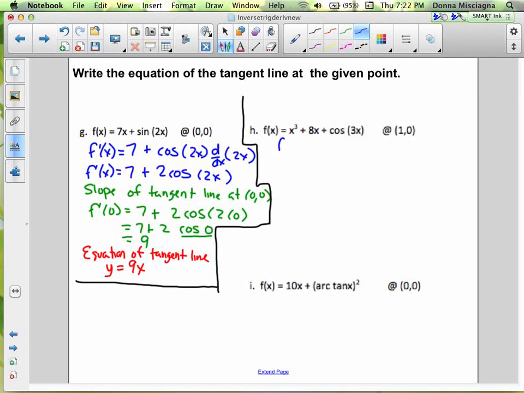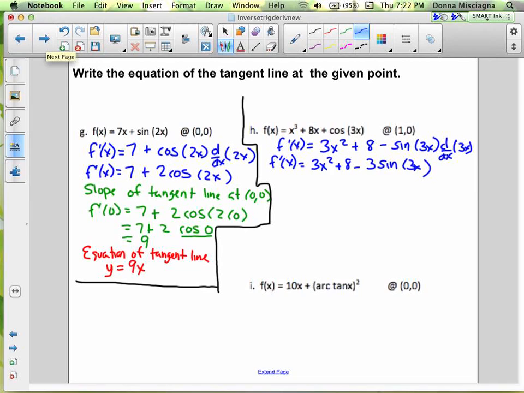So f prime of x equals the derivative of x cubed, which is 3x squared. The derivative of 8x is 8. And the derivative of cosine 3x: the derivative of cosine of blop is negative sine blop, and then we take the derivative of the blop, the derivative of 3x. So f prime of x will equal 3x squared plus 8 minus, the derivative of 3x is 3, minus 3 sine 3x. All right, so that's it for finding our derivative.